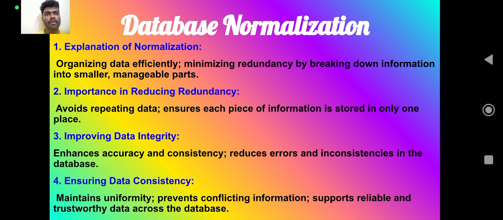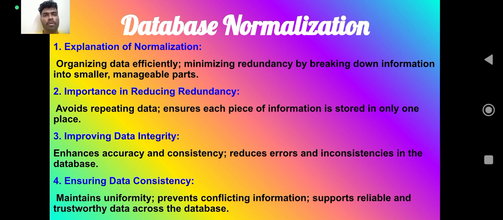Okay, and let us see database normalization. Organizing the data efficiently, minimizing redundancy by breaking down information into smaller and manageable parts. I will tell you in simple words. Data normalization means nothing but minimizing the duplicate values so that we can access the data very conveniently, and it avoids the usage of extra memory. Importance of reducing redundancy: avoids repeating data, ensures each piece of information is stored only in one place. So we will have unique data in the database.